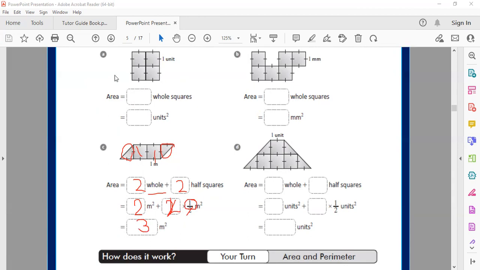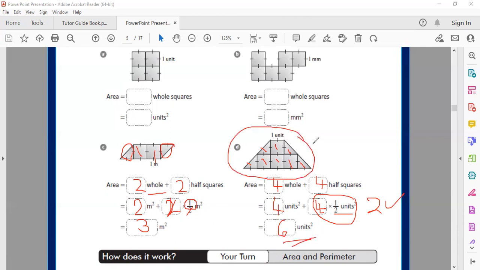Do you understand? Simple, huh? This is with picture. How about this trapezium? How many holes? 1, 2, 3, 4. So I have 4 holes. And how many halves? 1, 2, 3, 4. 4 halves. So 4 times half, the answer here will be 2. There'll be 2 holes. So 4 plus 2, the answer will be 6 units. The area for this. Okay.